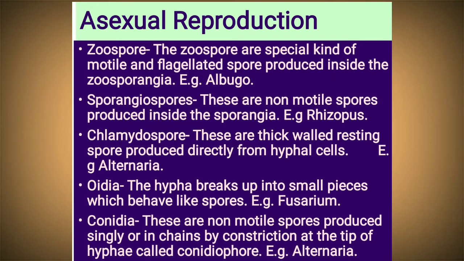Some are called zoospore, sporangiospore, chlamydospore, oidia, conidia, arthrospore, etc. So different fungi exhibit different types of spores. Based on the member of the fungi, they can have different names. So here we have some common types of spores. First let's discuss the zoospore.